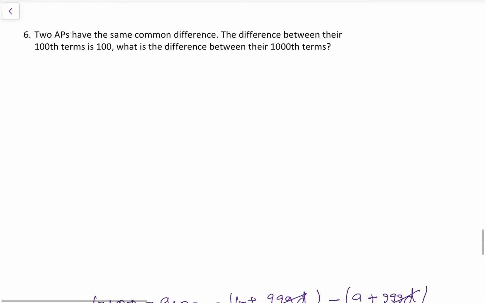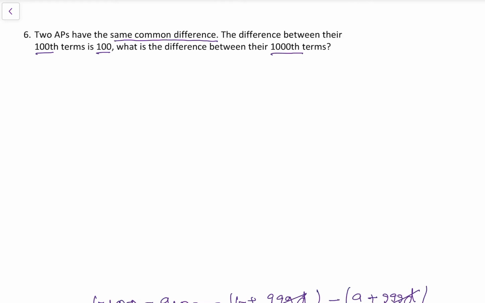Let's go to the next question. Two APs have the same common difference. That is the first important point. The difference between their 100th terms is 100. What is the difference between their 1000th terms?